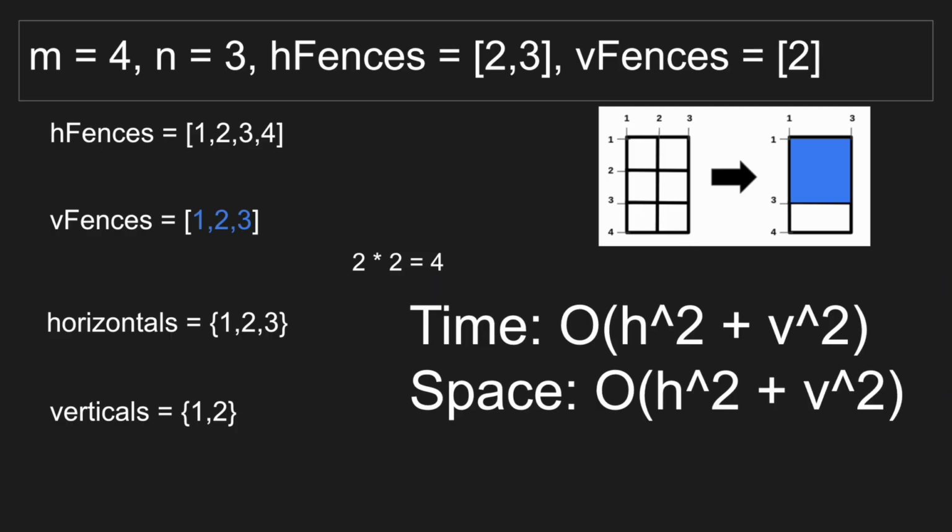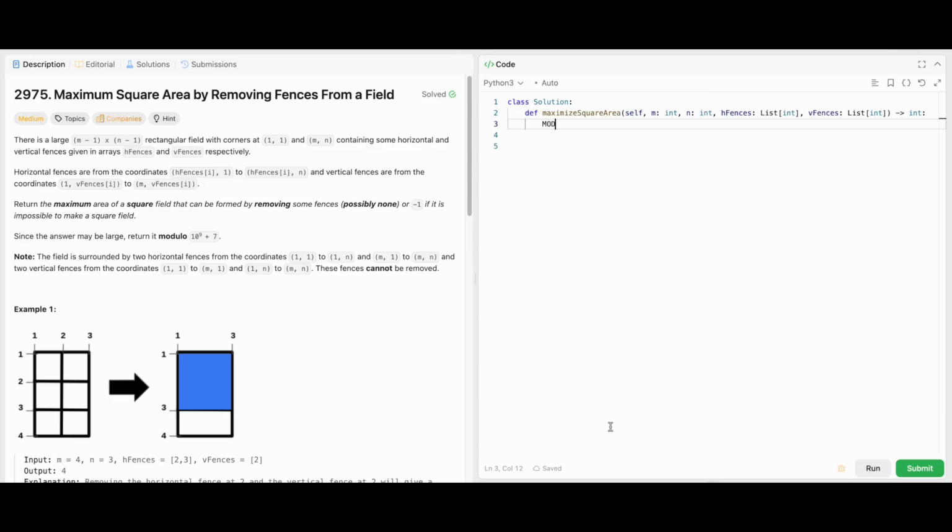So now let's get to the coding part. First we will set mod to 10 to the 9th power plus 7, because that's what the problem description says. Now we will set up the horizontal set and the vertical set. Now we would add 1 and m to hFences, and we will do the same for vFences. Now we will sort both of the fences.